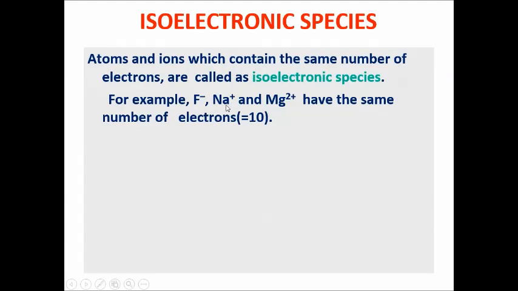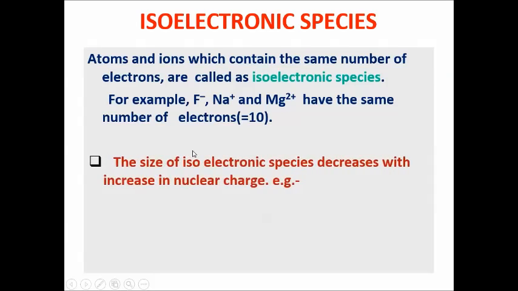Na plus. Sodium has 11 electrons, 1 is lost from there, that means again 10 electrons. Mg2 plus, 12 electrons are there in magnesium. When you lose 2 electrons, it becomes 10. So all have the number of electrons equal to 10. So these are isoelectronic species with the number of electrons 10. The size of isoelectronic species decreases with the increase in nuclear charge. This sentence we have to remember.